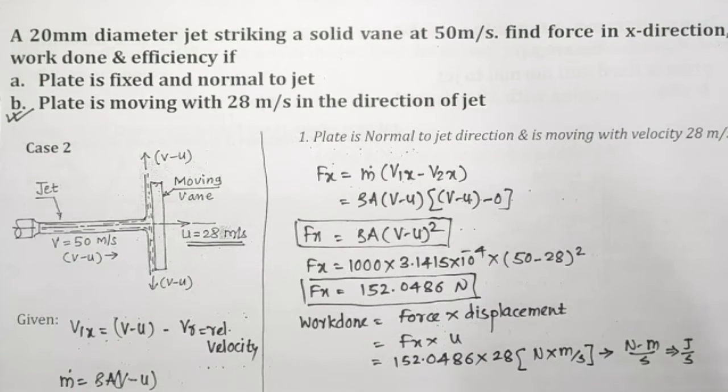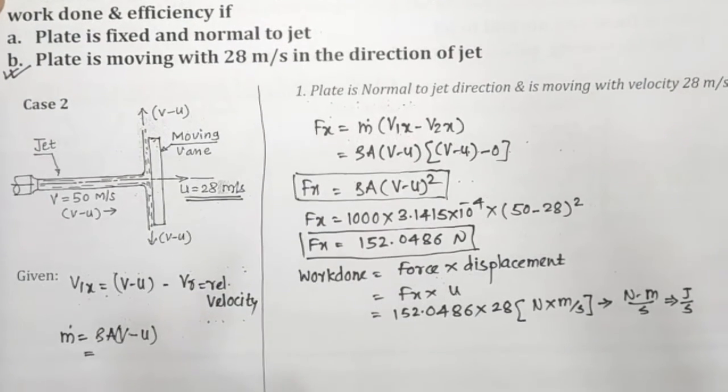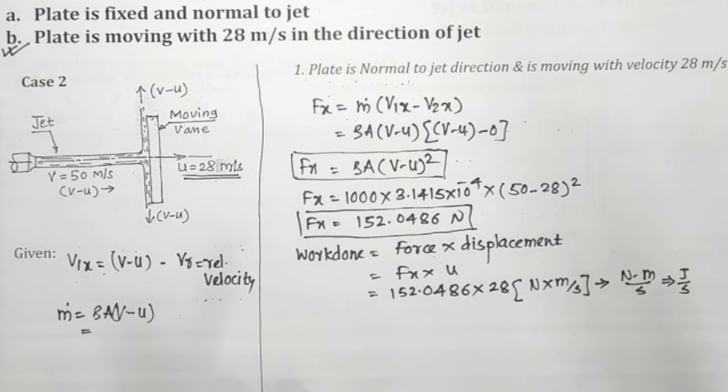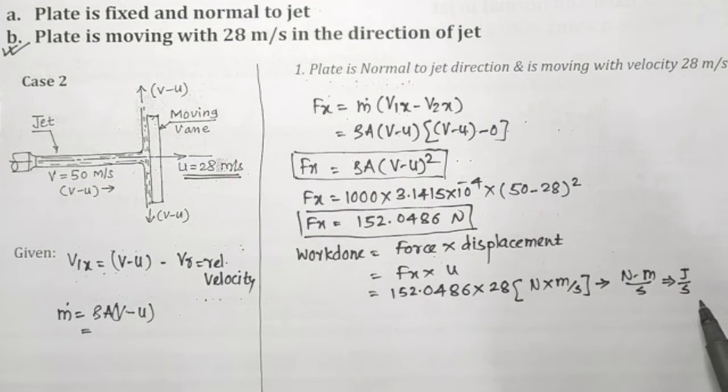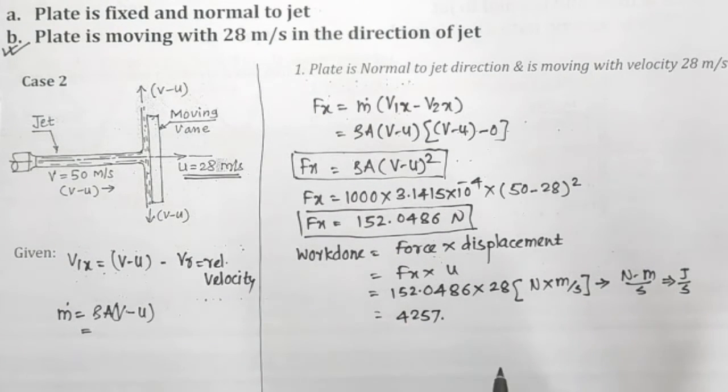So this is basically the rate of work done, because work is in joule and the time is given in second. So here we have work done with respect to time, or we can say the rate of work done, and the rate of work done is what we call the power. If we multiply it by 10 raised to minus 3, you will get that value in kilowatts. So the work done we are getting is 4257.361 watt.